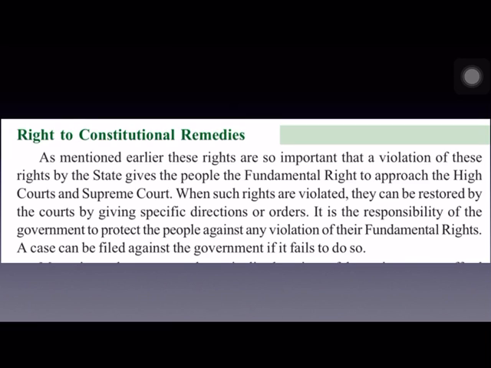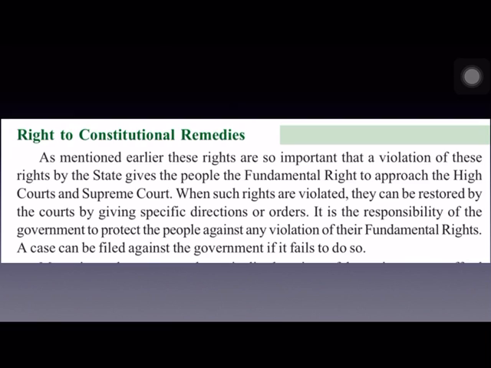And right to constitutional remedies. Right to constitutional remedies means this is the most important right. It protects all the other fundamental rights. Remember, this is the most important fundamental right, and according to this right, all the other fundamental rights are protected.